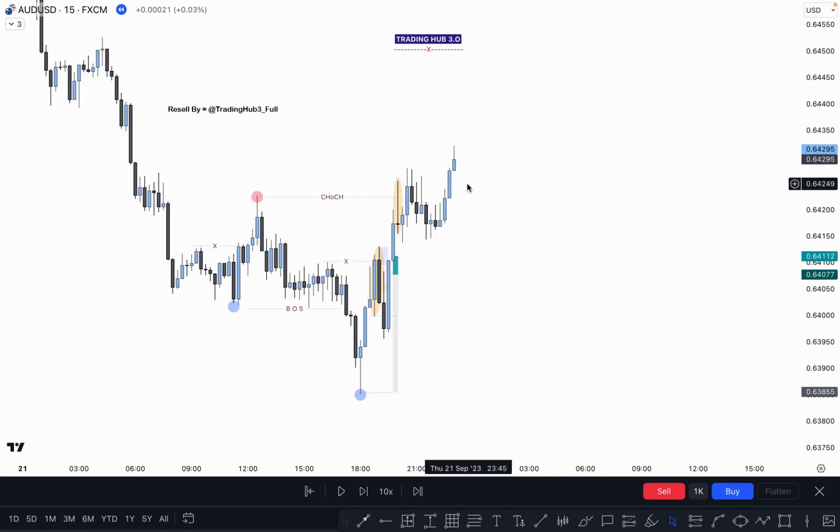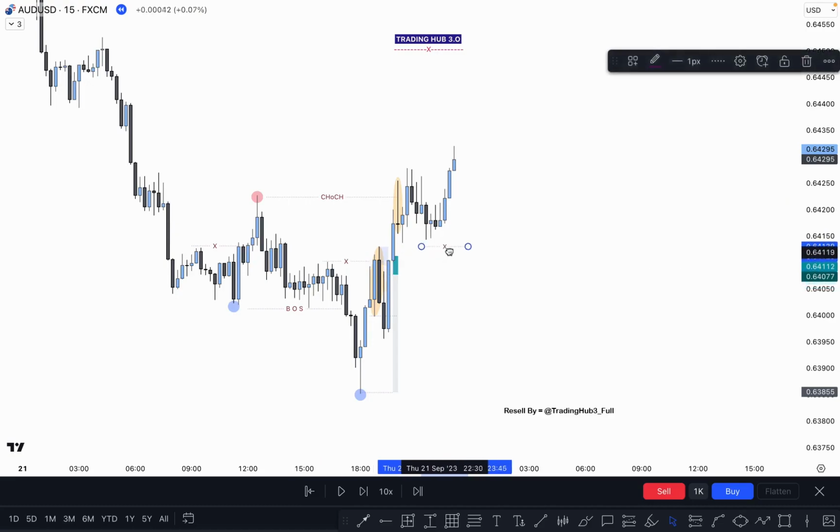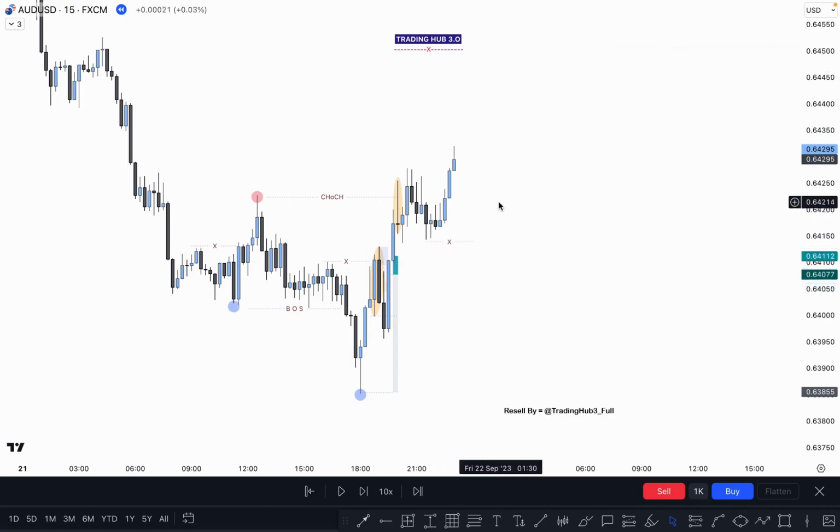After a valid CHoCH, what are we looking for here? We are looking for a buy, because market momentum shifted from bearish to bullish. First of all, you have to mark your inducement. So where is our inducement in this case? This point, right? Because this one is our first pullback. But in this leg you can see how many unmitigated order blocks there are here.